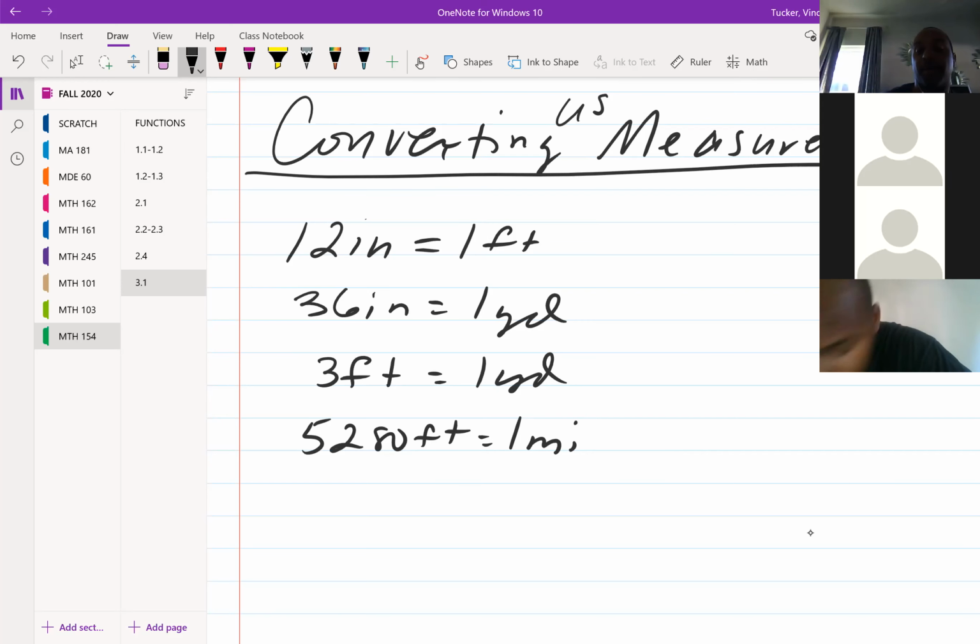These measurements are the same everywhere. So even if you can't find them in the book, if you don't know what they are, all you gotta do is ask Siri, Google, Alexa, somebody. One of them will tell you what these measurements are. They are all the same. They don't change. So 12 inches in a foot, 36 inches in a yard, 3 feet in a yard, 5,280 feet in 1 mile.